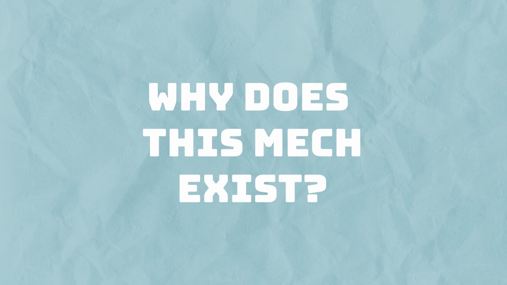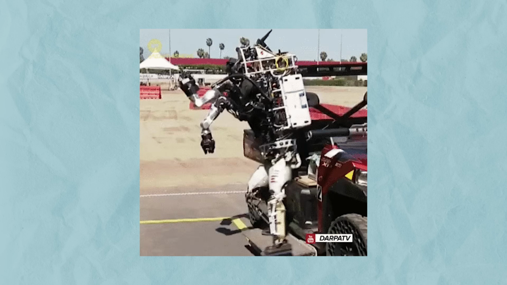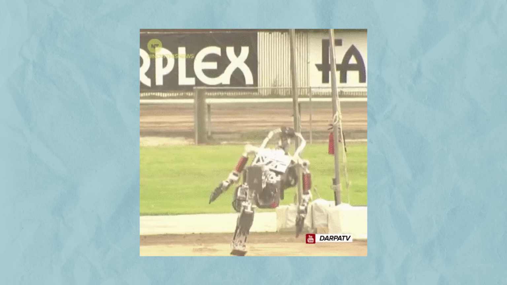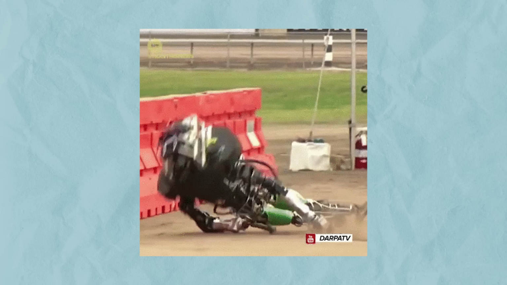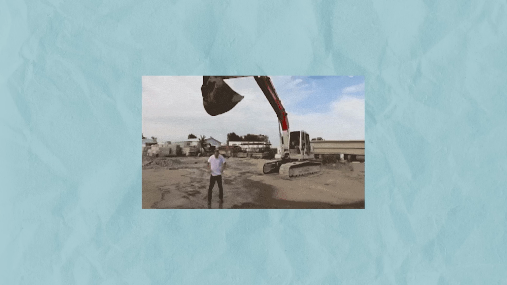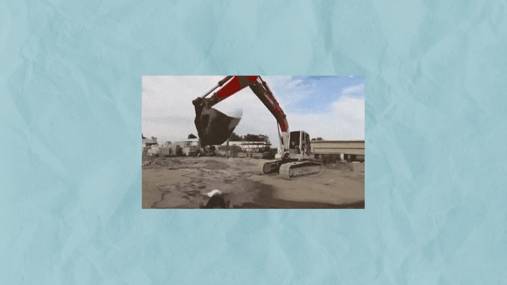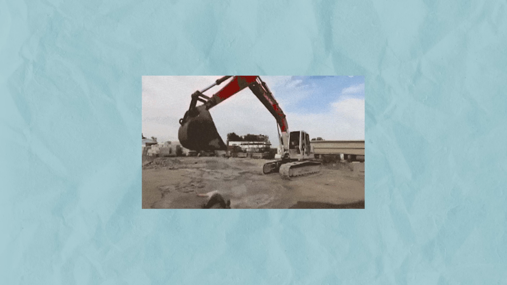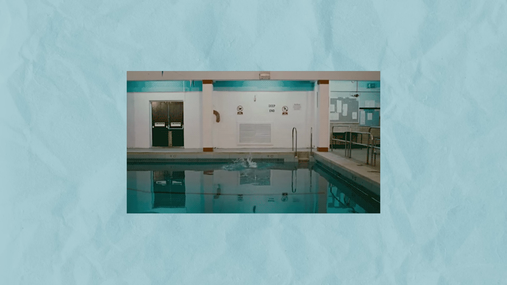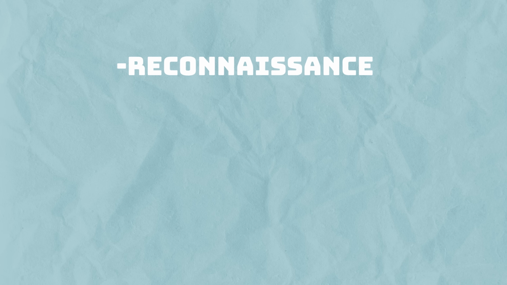Okay, for the sake of drawing mechs, we're gonna ask them in this order. Why? Why does this mech exist? What is the function of the mech? This is the most important bit. Everything has a function, a purpose, so answering this question will inform all your other decisions afterwards. A mech made for construction is going to look very different to a mech made for underwater exploration. Let's say I want to draw a mech made for reconnaissance on the battlefield.